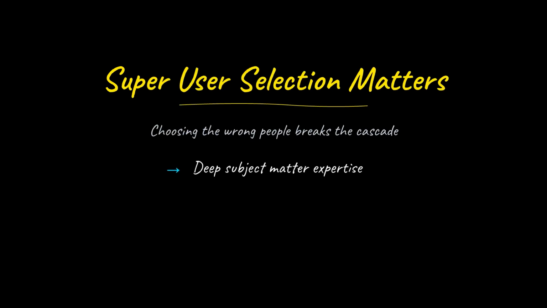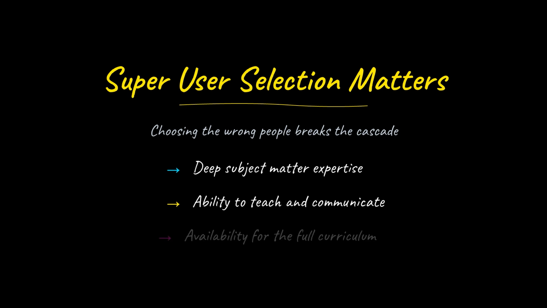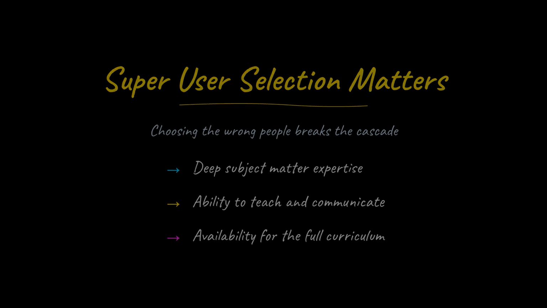The model has real drawbacks if super users are chosen for convenience rather than capability. A super user needs domain expertise, genuine teaching ability, and enough protected time to complete the intensive training. Organizations that cut corners here see inconsistent, low-quality training ripple all the way down to end users.